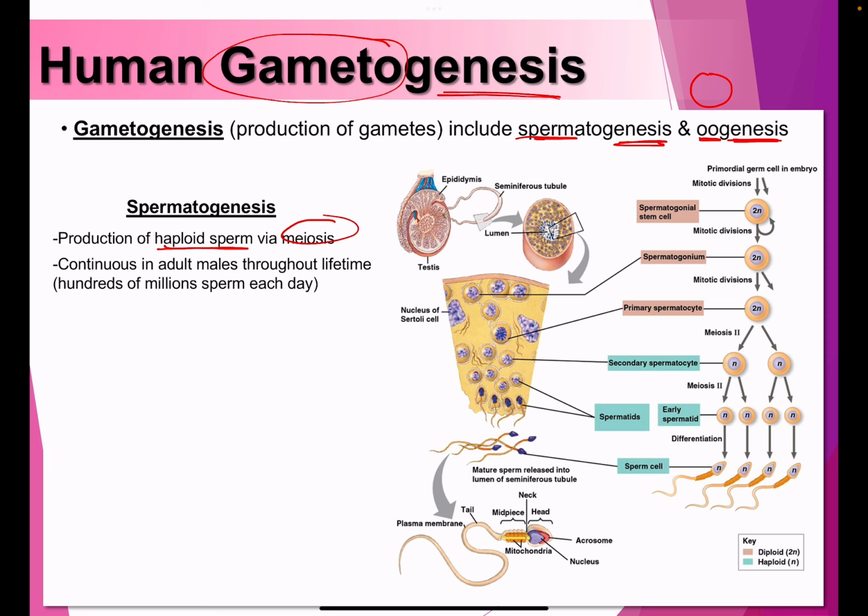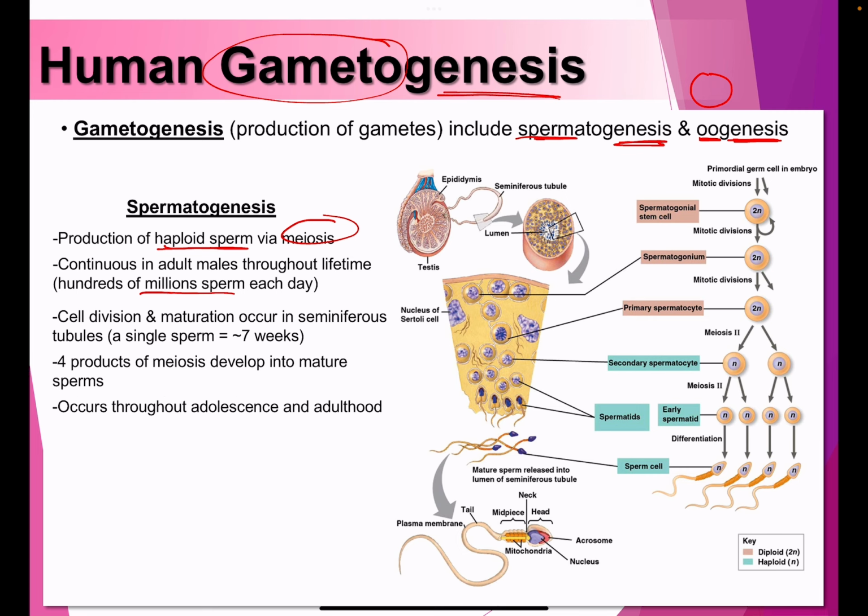And then it's continuous in adult males throughout their entire lifetime. There is no stopping to spermatogenesis once males reach their puberty. And hundreds of millions of sperm are produced each day. Now, why I mention these things about spermatogenesis is because they are different from oogenesis.